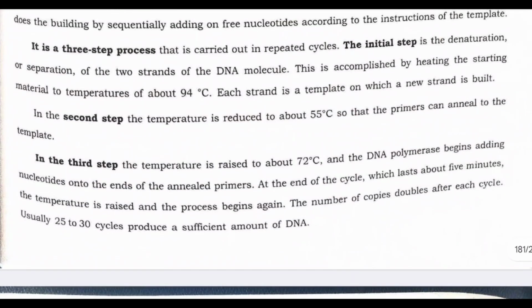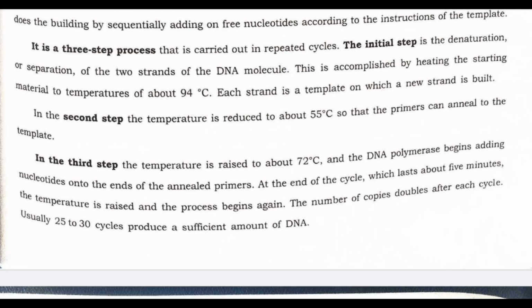It is a three-step process that is carried out in a repeated cycle. The initial step is the denaturation or separation of the two strands of the DNA molecule. This is accomplished by heating the starting material to a temperature of about 94 degrees Celsius. Each strand is a template on which a new strand is built.